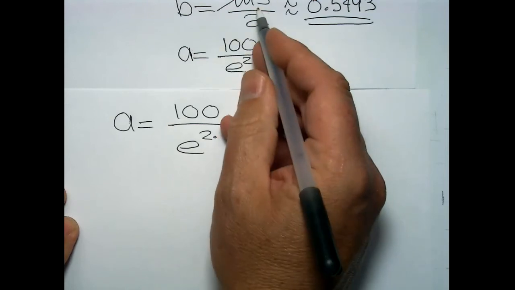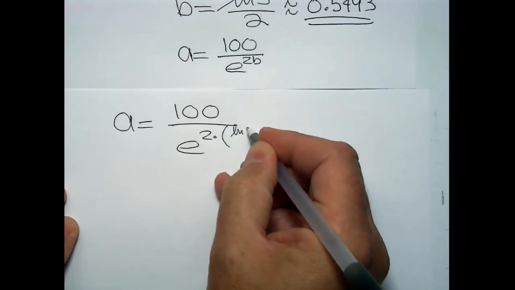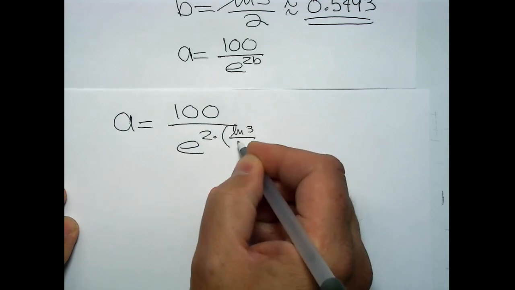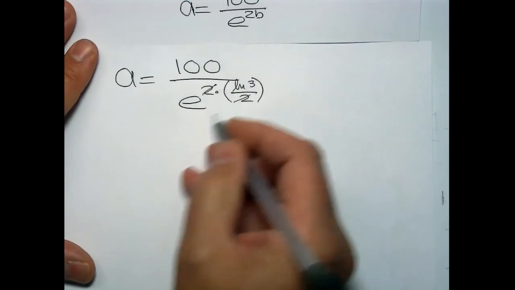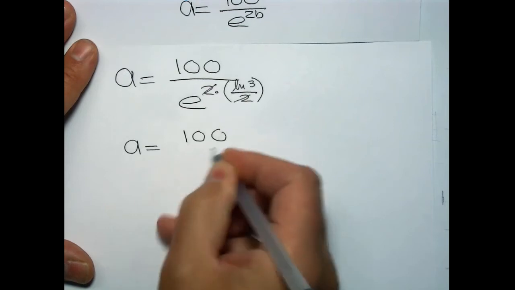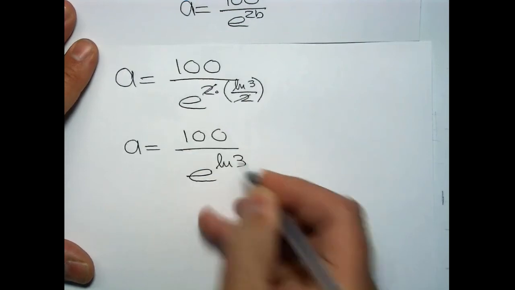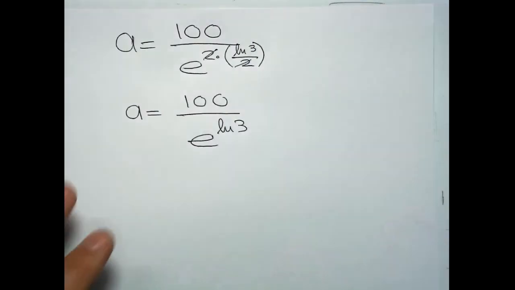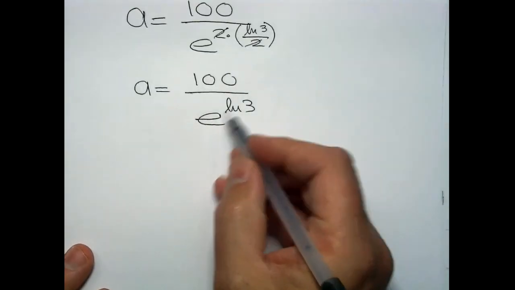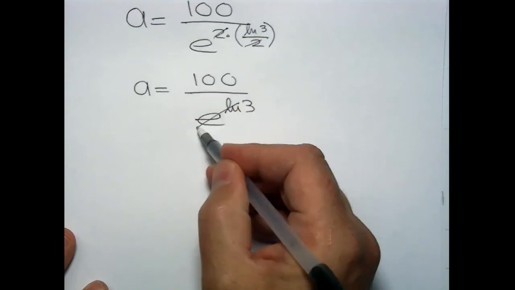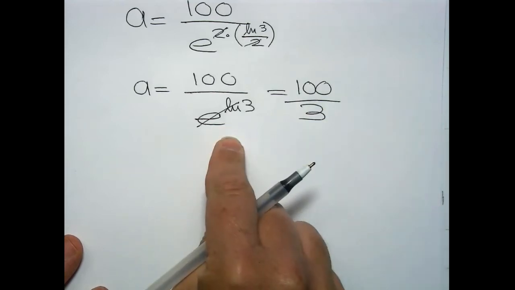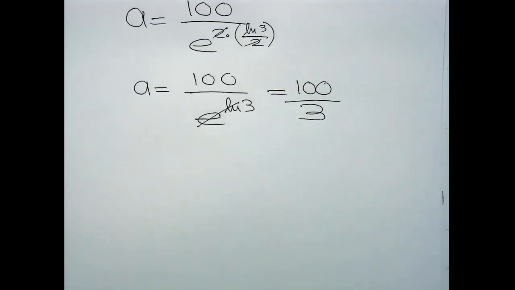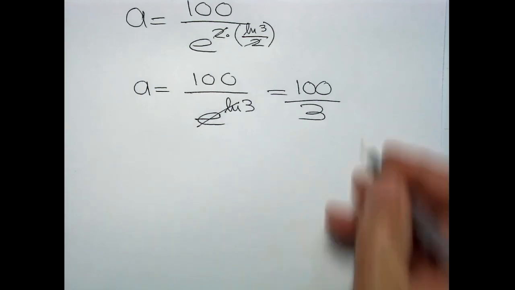Now, let's see what b is. b is the natural log of 3 over 2. That was the exact version of b. Well, that's interesting. The 2's cancel. And not only that, look where we are with this thing. E is for exponential, natural log for logarithm. They're opposites of each other. That's worth 3 down there. So, what is A? A is 100 divided by 3, which is 33 1/3.